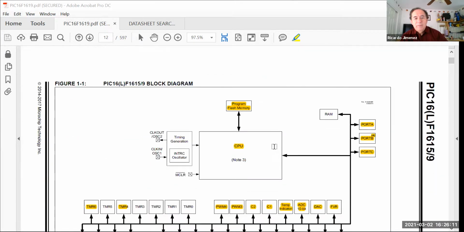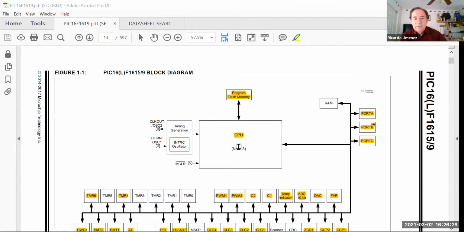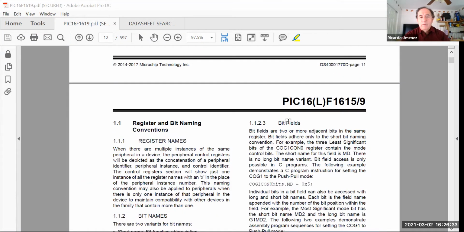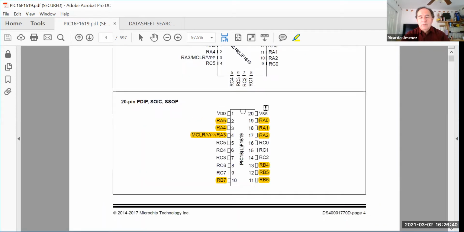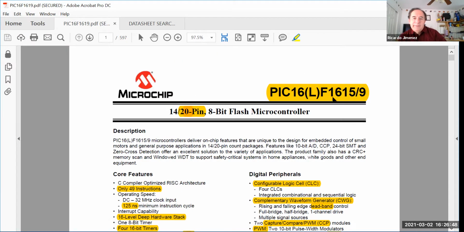So this is the architecture, but of course you will be expecting from me to give you video lessons on YouTube about many of these blocks. It'll take us a good amount of time explaining this and the instruction set. So this device, let me show you first. This is the data sheet for the PIC 16F1615/9. The only difference is that 15 has 14 pins, and this one has 20 pins.